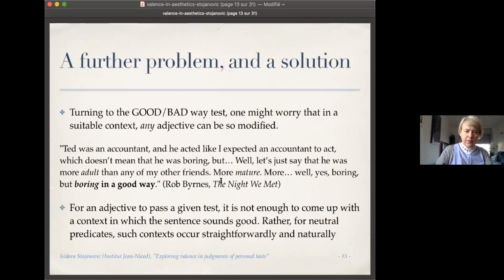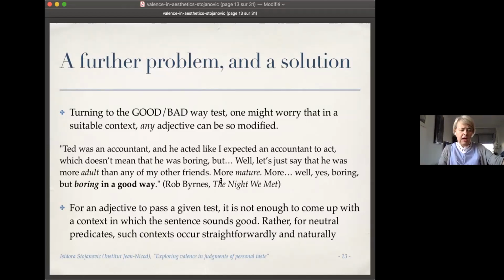Okay. Again, another clarification, this time about the other test that we use, the good, bad, way test. This holds for many tests in general. So what you might worry is that getting intuitions is something that is very context dependent. And if you are in the right sort of context, then perhaps any adjective can in the end be modified with the phrase like in a good way or in a bad way.